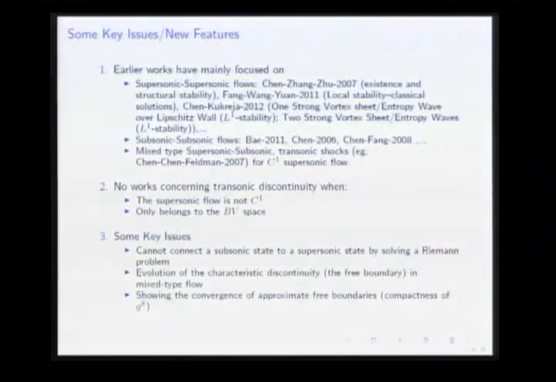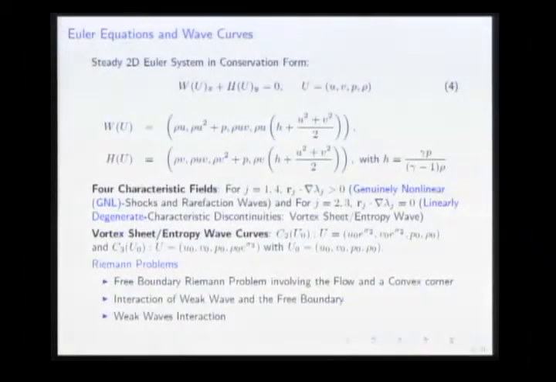So some of the key issues we had to deal with in our work was especially that we cannot connect a subsonic state to a supersonic state in the usual way we solve a hyperbolic Riemann problem. Also, to understand better the evolution of the characteristic discontinuity that we experience in our work in a mixed type flow, and showing the appropriate compactness for the approximate boundaries, these free boundaries, so that we can get a global, well-defined solution.